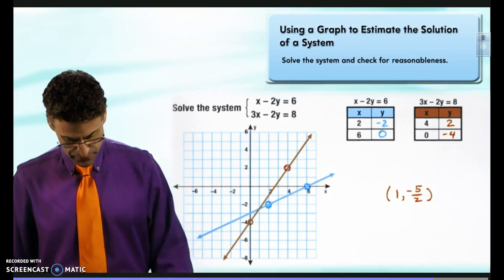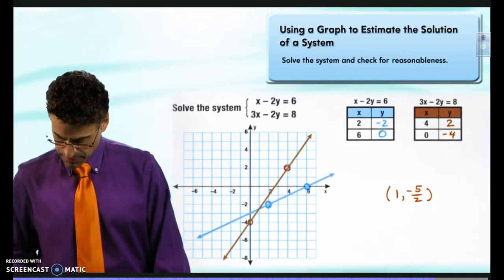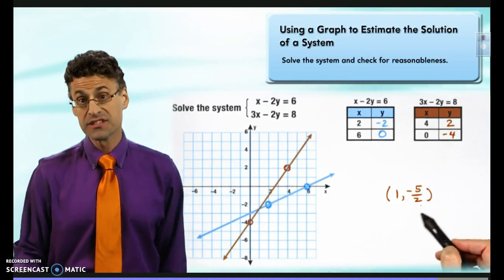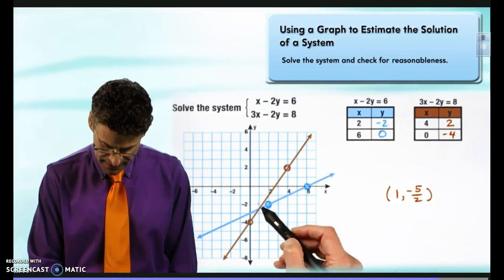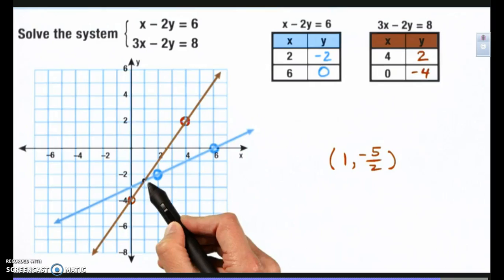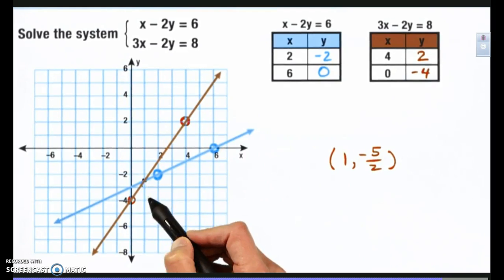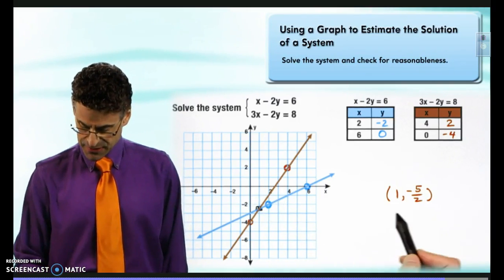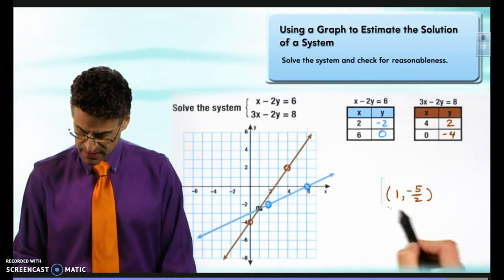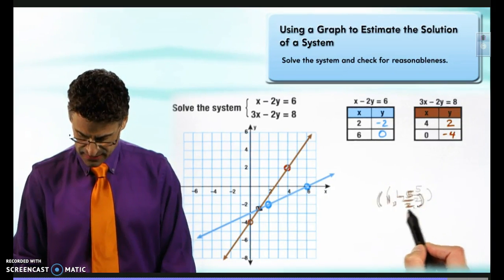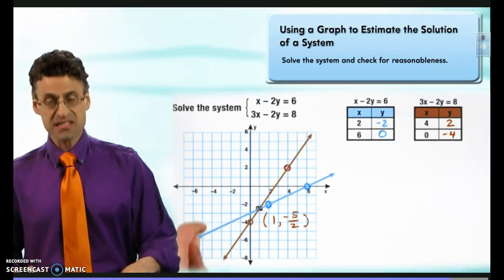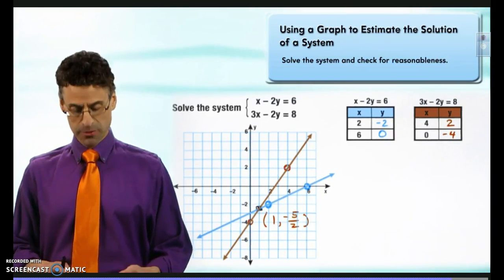Well, let's graph it. If we actually put a point here, we're looking at 1, and negative 5 halves is negative 2.5, and check it out. That's exactly where that point seems to be. Right there. And we can see it for ourselves. So in fact, this point really is exactly at the point of intersection. And so we see that our estimate is actually reasonable.